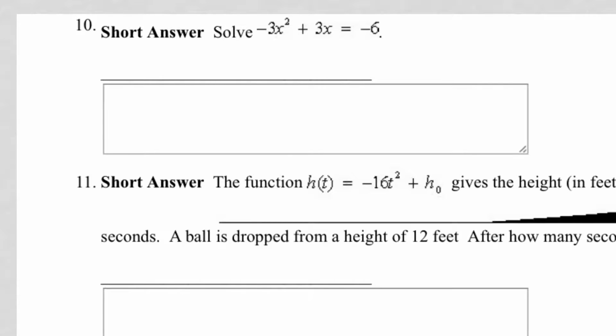Okay, now number 10 says solve negative 3x squared plus 3x equals negative 6. Once again, it looks like it's perfectly set up for you to complete the square, right, with the c on the other side. Although the first term is not a perfect square, we can make it a perfect square by dividing by 1 or by multiplying by 3. Either one will make it a perfect square.